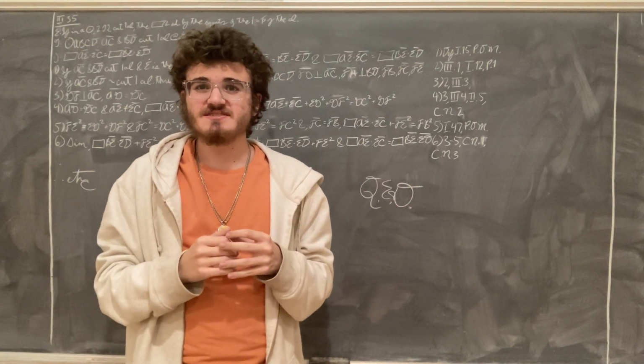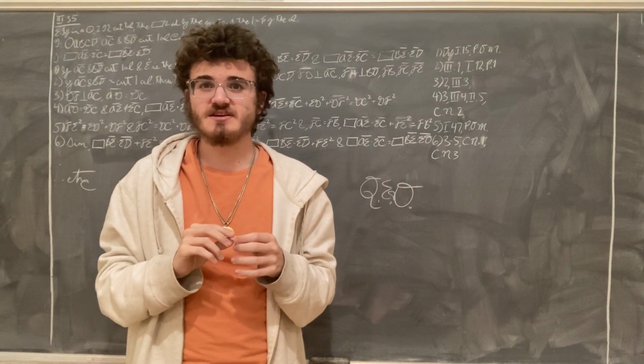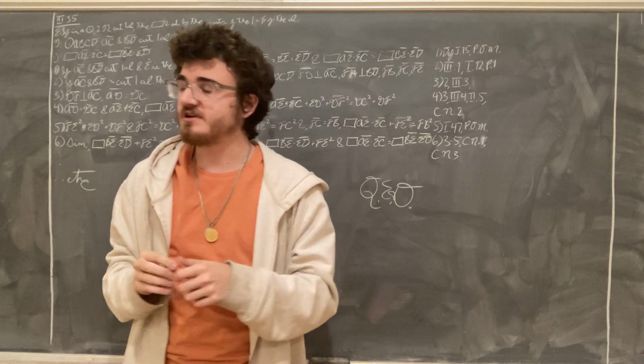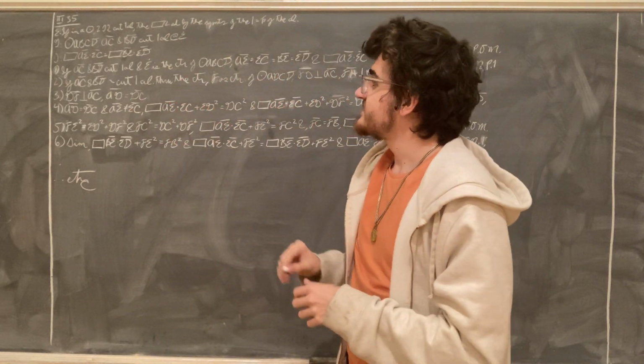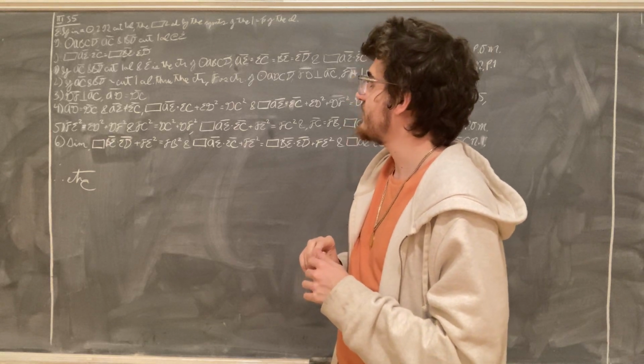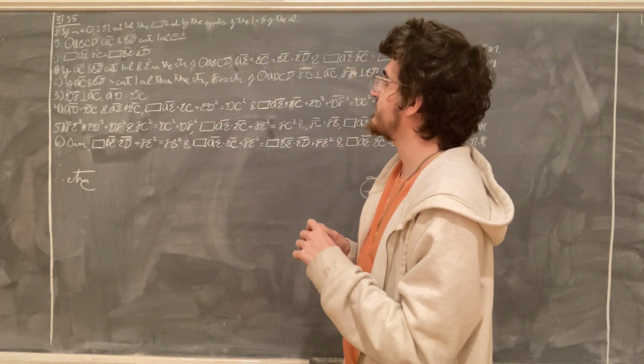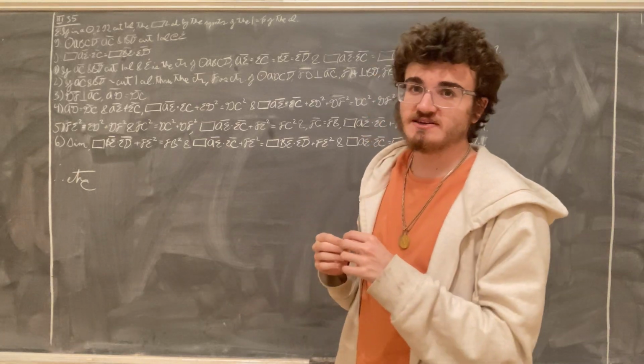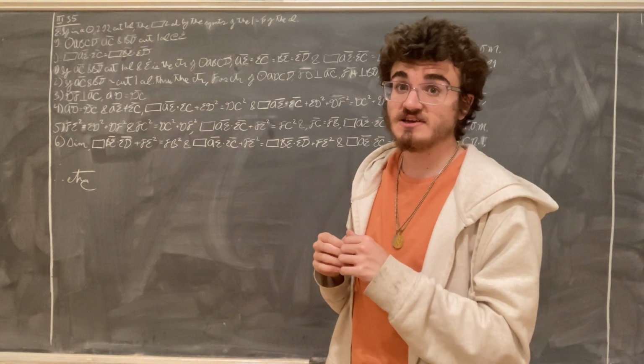Hello, this will be a demonstration of proposition 35 from book 3 of Euclid's Elements, which says that if in a circle two straight lines cut one another, the rectangle contained by the segments of the one will equal the rectangle contained by the segments of the other.